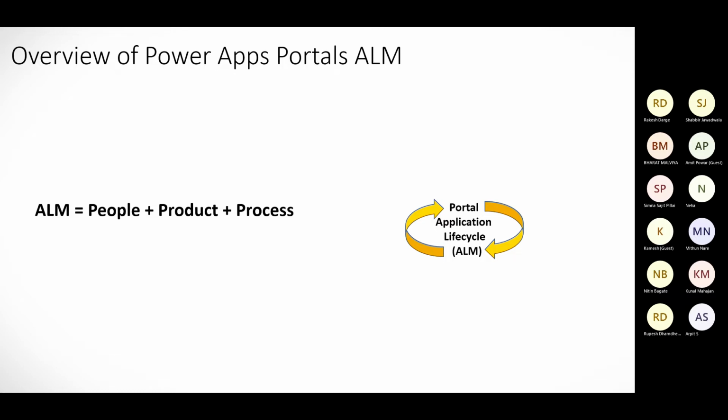There should be some sort of discipline you have to follow, right, while designing the application. Okay. Now, ALM basically has three perspectives or three aspects: the people, product, and the process. So if you are able to manage these three aspects, then you can manage the whole application lifecycle as well. So what is the meaning of people? How can I manage the people?